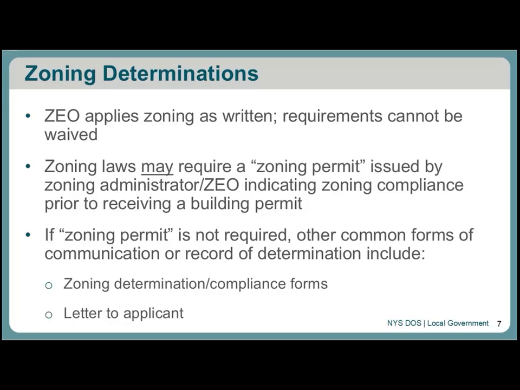So it could be a zoning determination or compliance form. It could be a certificate of compliance. It could be a letter to the applicant stating whether or not their proposal meets zoning, and if it doesn't, what is in violation, what would be in violation, and the remedy that they could seek. But it is a written document that does need to be provided to the applicant, and it should be in their record that's kept, and once those determinations are made, a copy should go to the review board, especially if it's a zoning board of appeals matter.